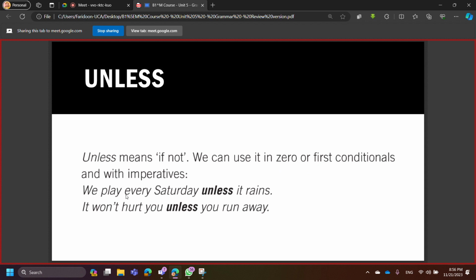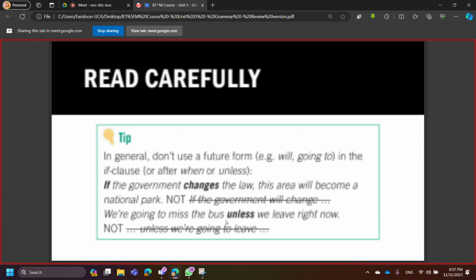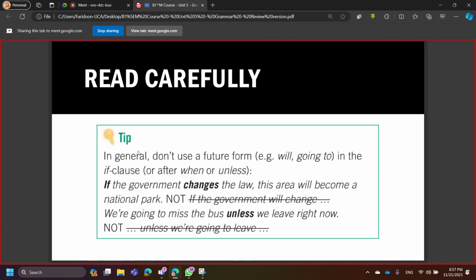For instance, we play every Saturday unless it rains. So it means we play every Saturday if it doesn't rain. The meaning is if it doesn't rain. So the not is in doesn't, if it doesn't rain. But if you don't want to say it like that, you can say unless it rains. Or it won't hurt you unless you run away. Meaning, in simpler terms, it won't hurt you if you don't run away. Meaning don't run away if you don't want to be hurt. Something like that. Okay, read carefully.